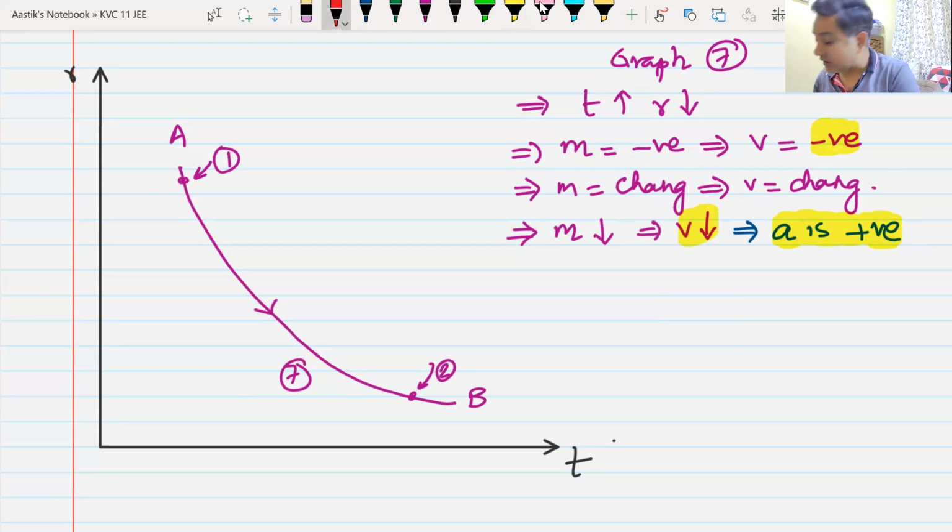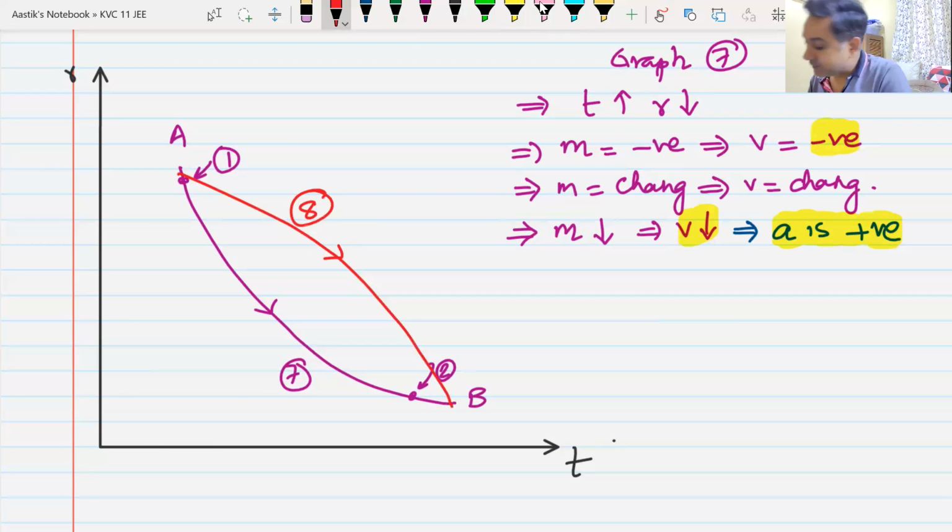Comes the last graph. What will the last graph look like? Do tell me quickly. It will look like this. Graph number 8, going from A to B. How does graph number 8 look? Can you tell me about graph number 8?